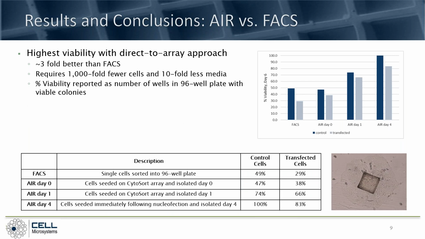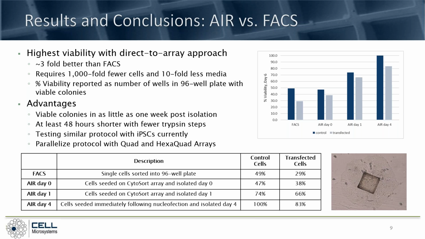So to pull this all together, what we saw was the highest viability by far came from our direct-to-array approach, with about a 3-fold increase in viability of the transfected cells compared to FACS. And this workflow required about 1,000-fold fewer cells and 10-fold less media. Here we're reporting viability in terms of the number of wells in a 96-well plate that have viable colonies.